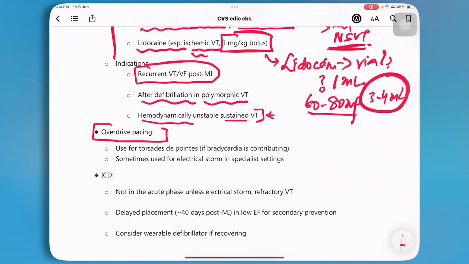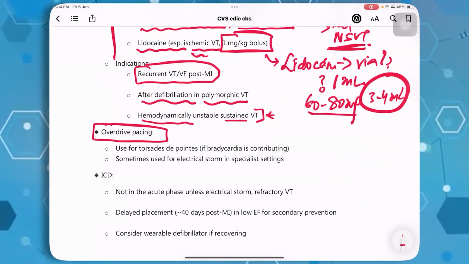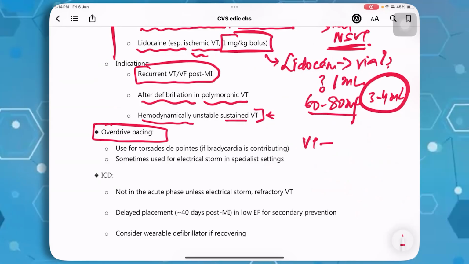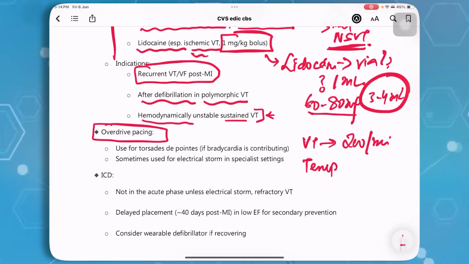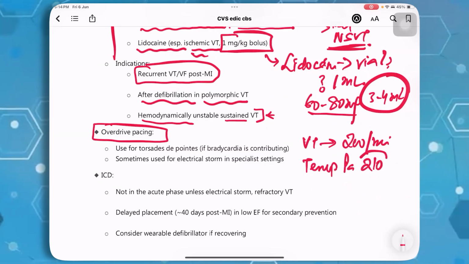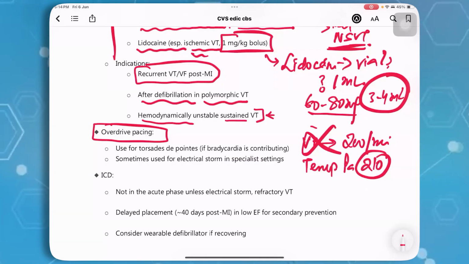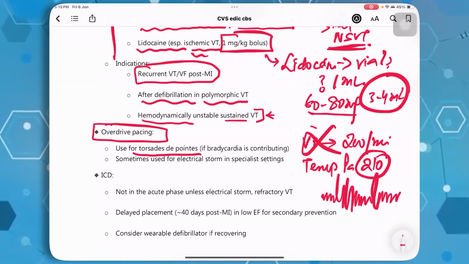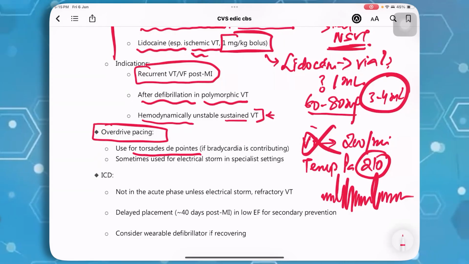There is something known as overdrive pacing. Now, what happens is these ventricular arrhythmias can be suppressed if somebody else paces the heart faster than them. So let us say the VT is pacing at 200 per minute and you pace the patient with a temporary pacemaker at 210, immediately the VT will abolish. So this is important. You can use it in torsades de pointes, which is like a chaotic rhythm. This is torsades de pointes. So you should immediately pace these patients.